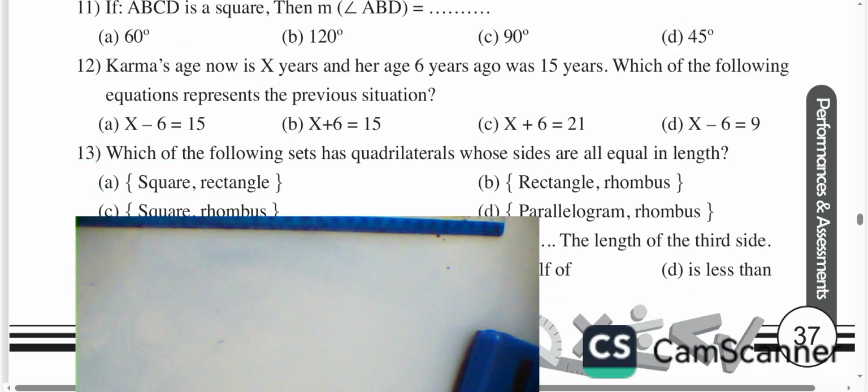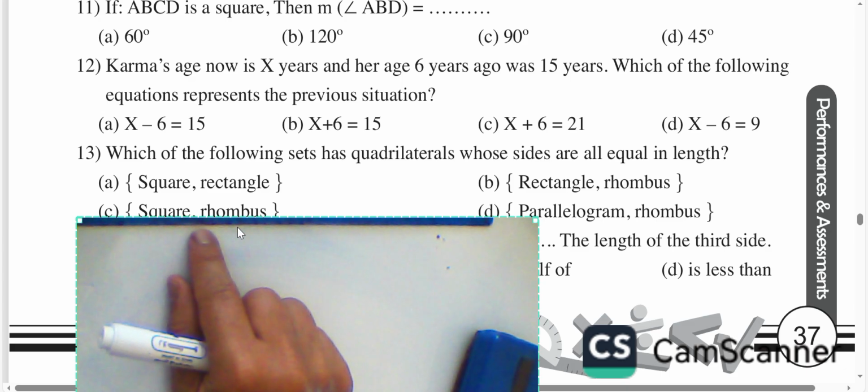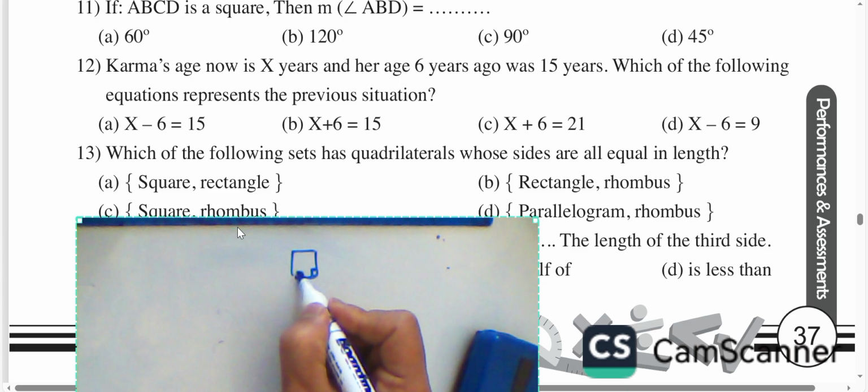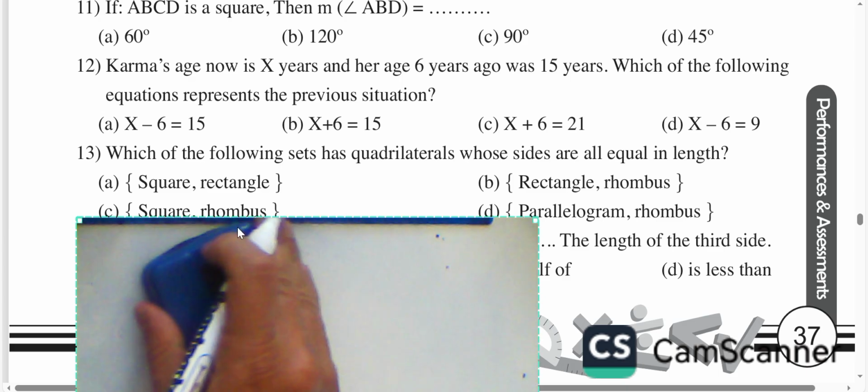Next question. Which of the following sets of quadrilaterals whose sides are equal in length? Sides are equal in length, square and rhombus. Square and rhombus. Choose letter C. Square, all sides are equal in length. And also rhombus is a quadrilateral, all sides are equal in length.